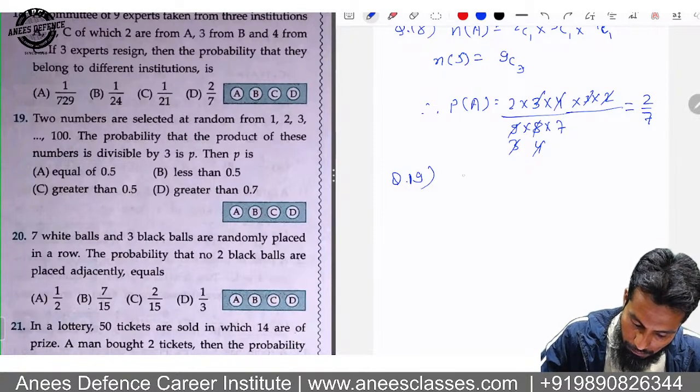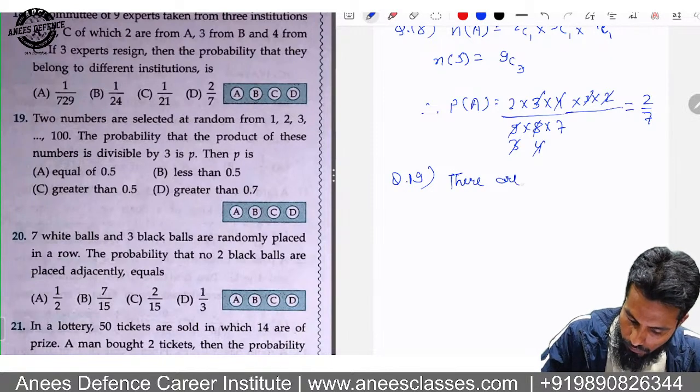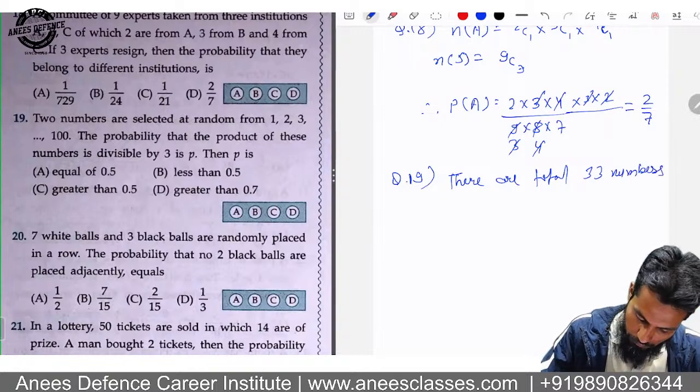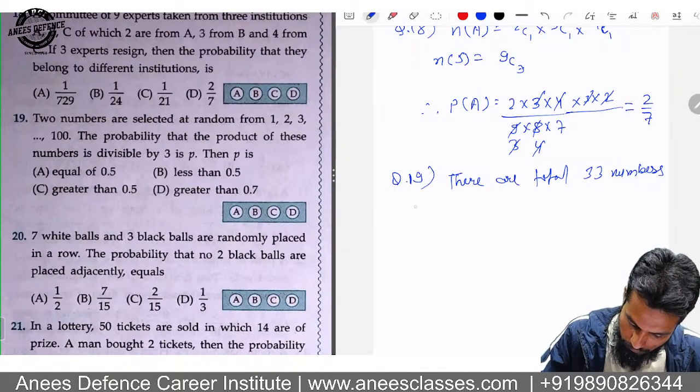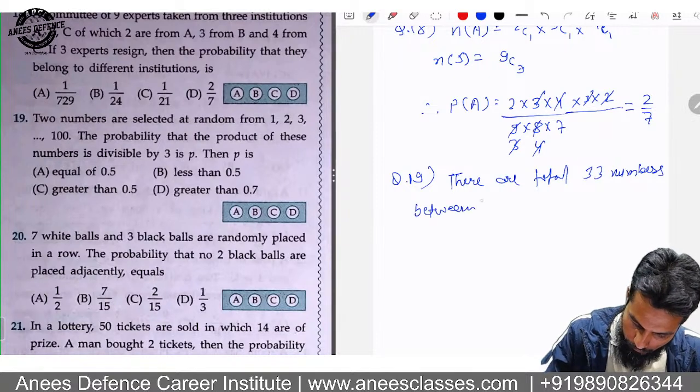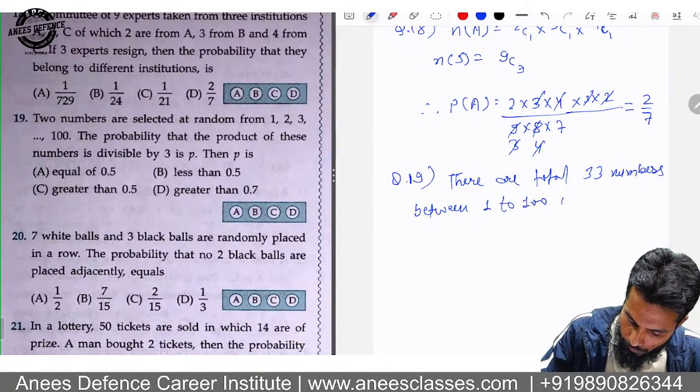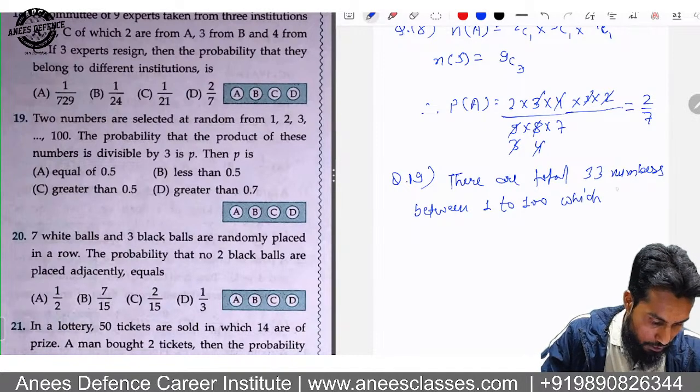There are total 33 numbers divisible by 3 between 1 to 100. There are total 33 numbers between 1 to 100 which are divisible by 3. Option C.